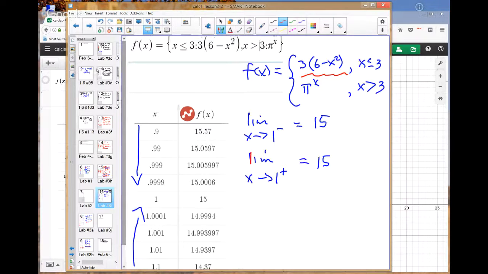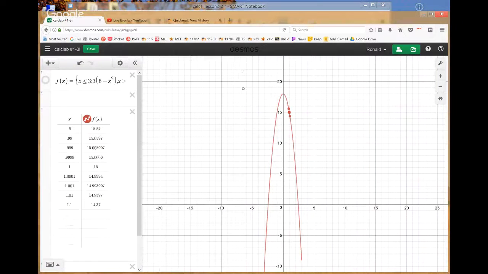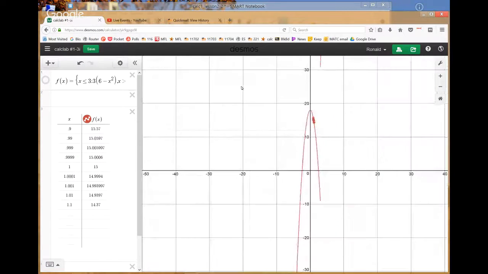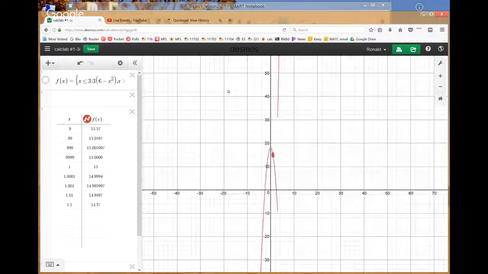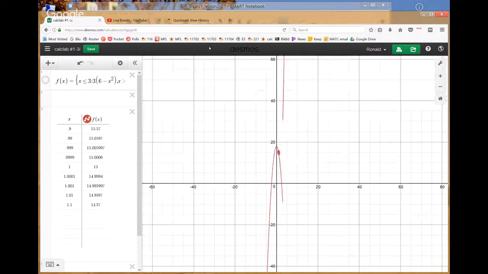So here's a case where, I never did show you the rest of the graph. Yeah, there's the rest of the graph. Now I can see it. So when x gets over 3, there's this branch way up there.